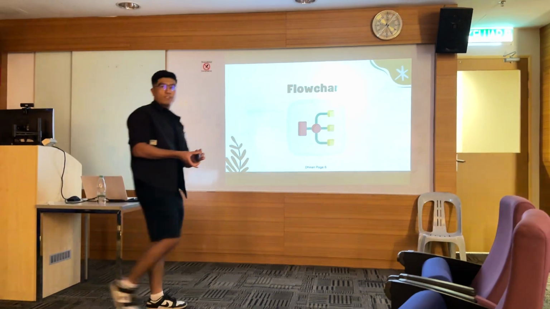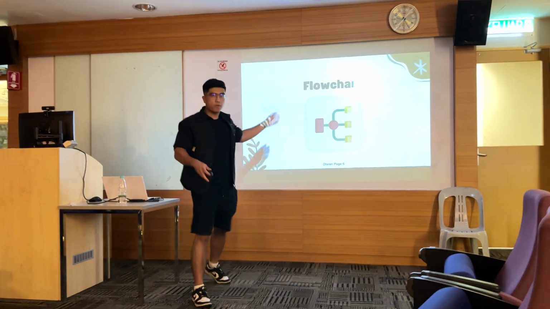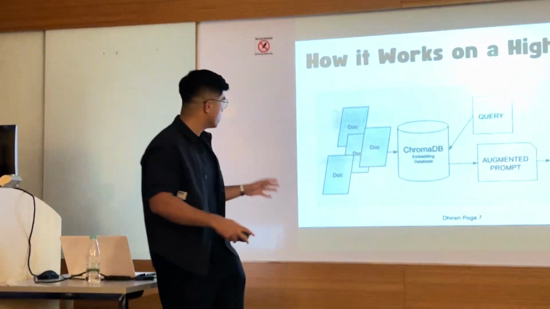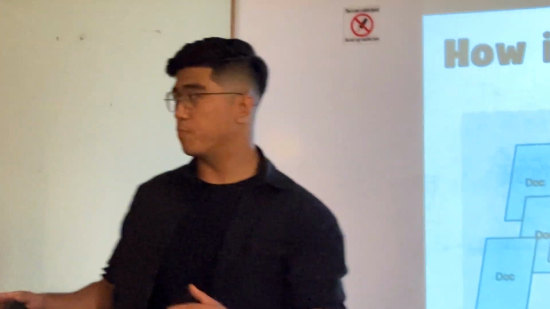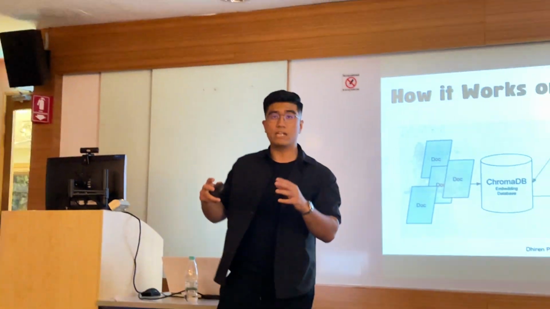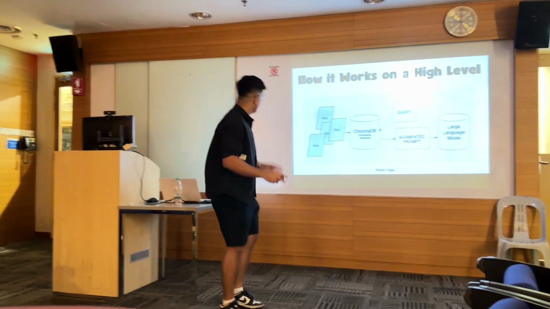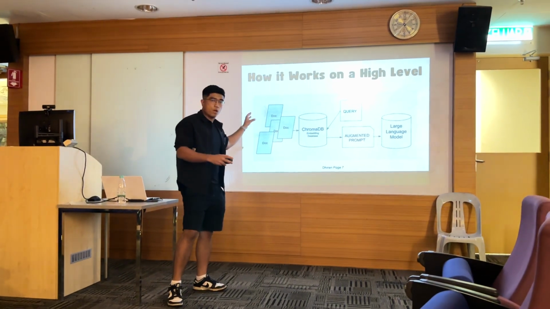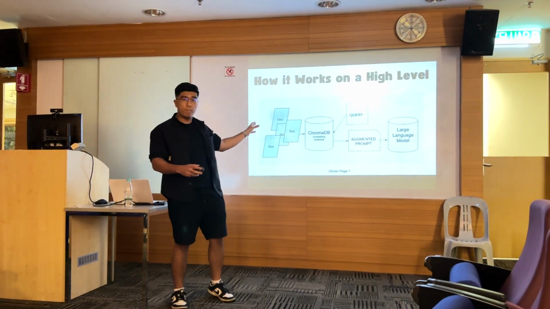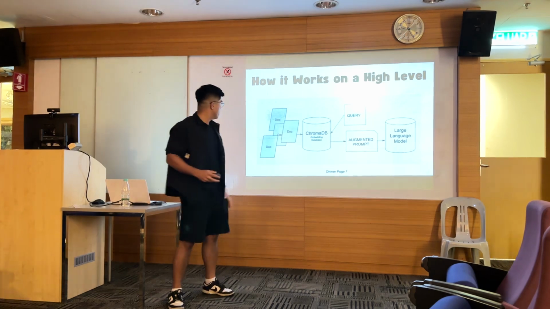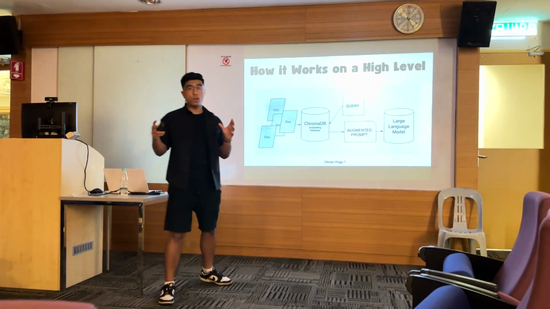Okay, so now I'm going to be talking about the flowchart. First, I'm going to explain how it works on a high level. As you know, we're doing this project for a travel company, and we have internal data in the form of PDFs, and these can be things like travel itineraries. So all we're doing is taking the data, vectorizing it, and storing it in ChromaDB, which is our vector database, and that will act as our knowledge source.